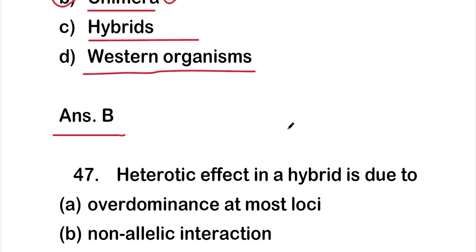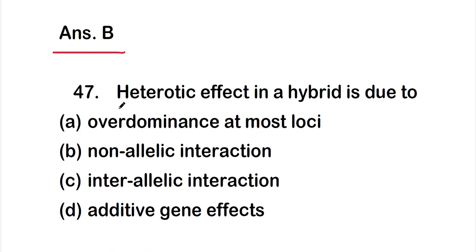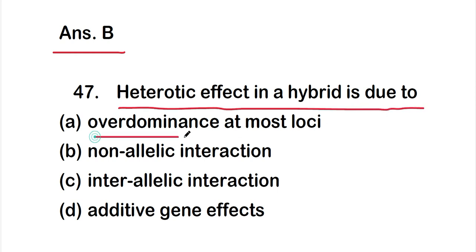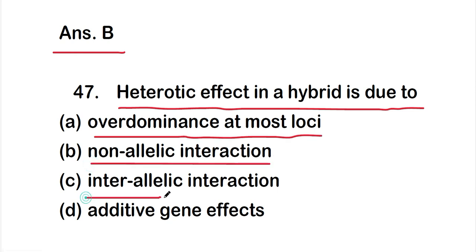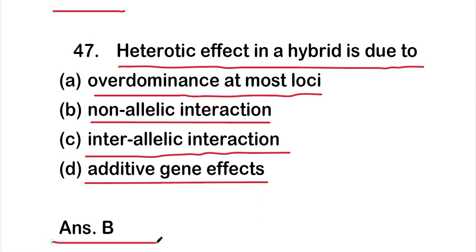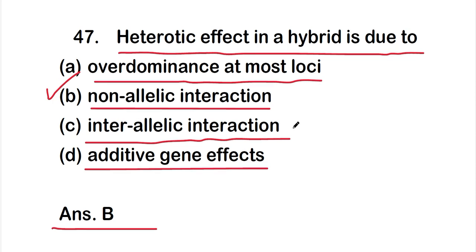Okay, so next question, what is it? Question number 47. So heterotic effect in a hybrid is due to, option A, over dominance at most loci, or option B, non-allelic interaction, or option C, inter-allelic interaction, or option D, additive gene effect. So the right one is option B, that is non-allelic interaction. So heterotic effect in a hybrid is due to non-allelic interaction.